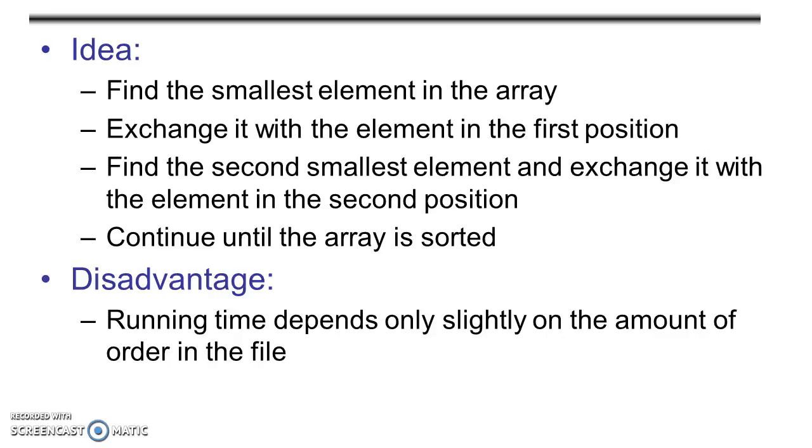We'll move on to the next example of sort called the selection sort. What is the idea behind selection sort? Find the smallest element in the array, exchange it with the element in the first position, find the second smallest element and exchange it with the element in the second position. Continue until the array is sorted. What is the disadvantage? The runtime depends only slightly on the amount of order in the file.